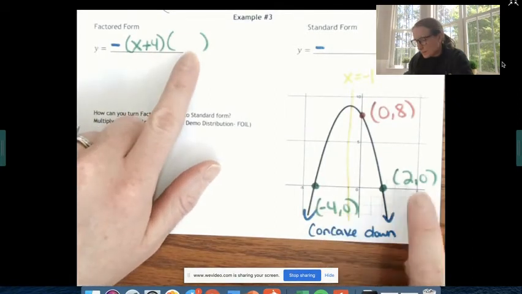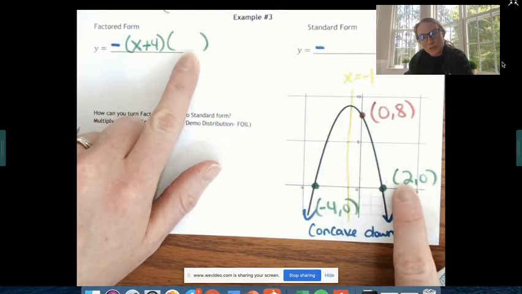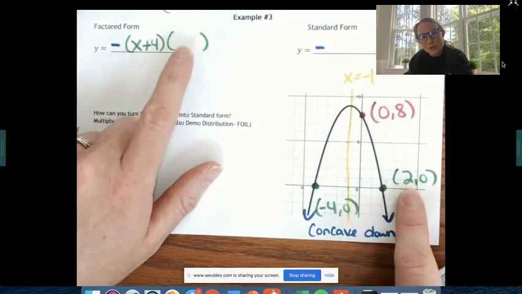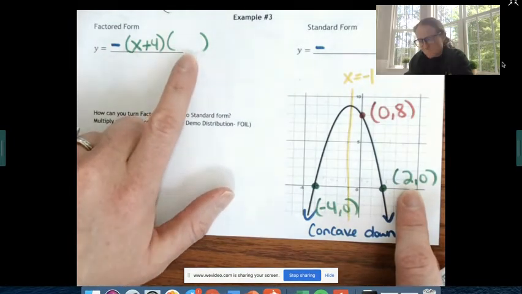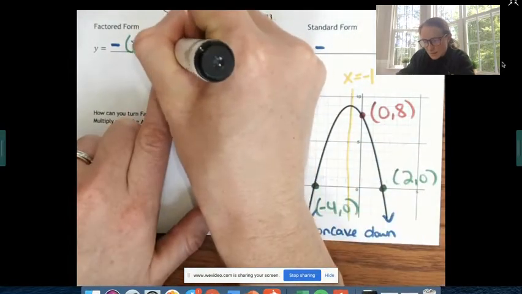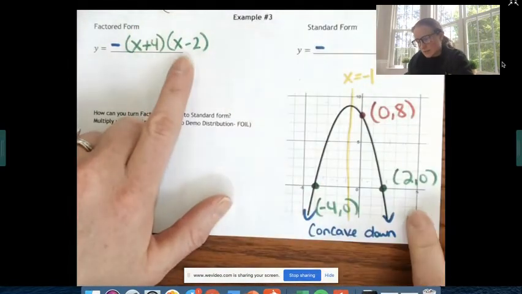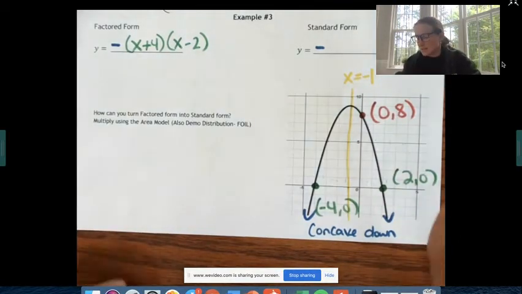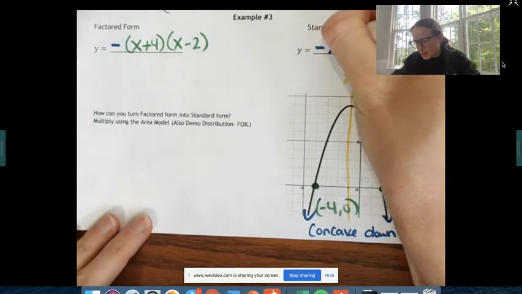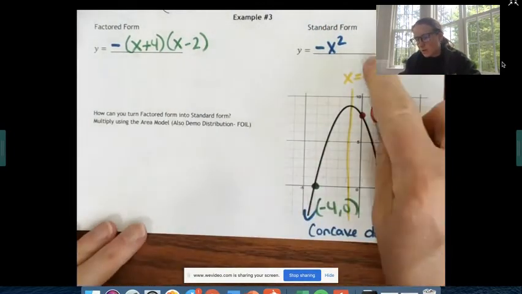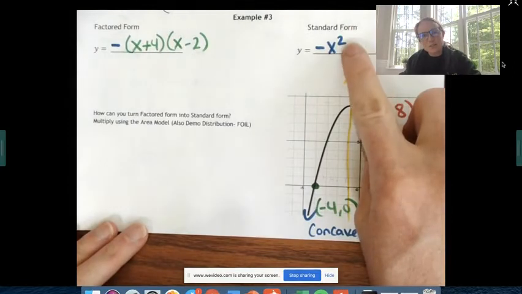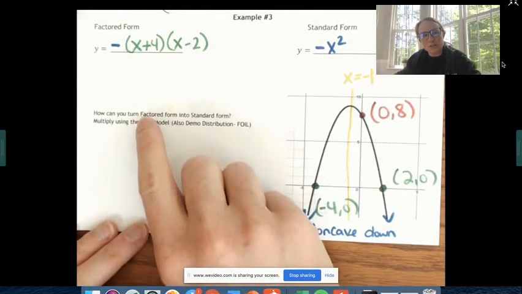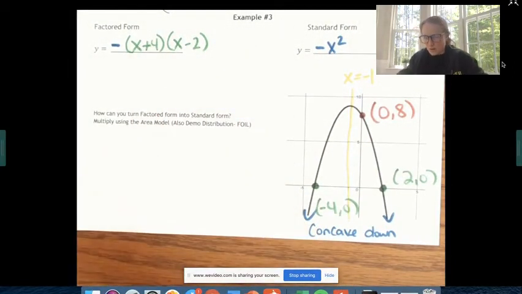Let's try another one. This root is 2. If this root is 2, what is the factor going to be? x - 2. Perfect. All righty. This is very, very nice. So I also know we've got this x squared here, but I'm not quite sure what goes in here. So to figure this out, we're going to use our area model and do some multiplication.